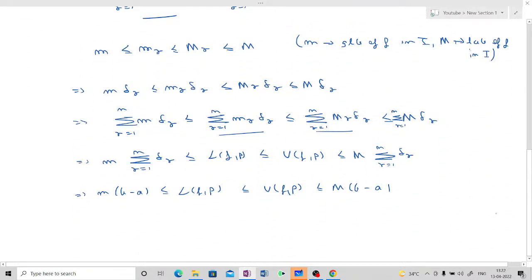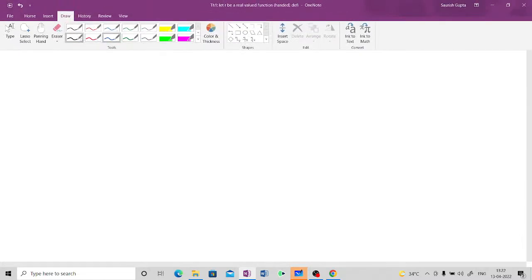Clear? Yeah, very simple. The next theorem we have is based on the concept of refinement of partition. So let us see that. Theorem 2, let's say.